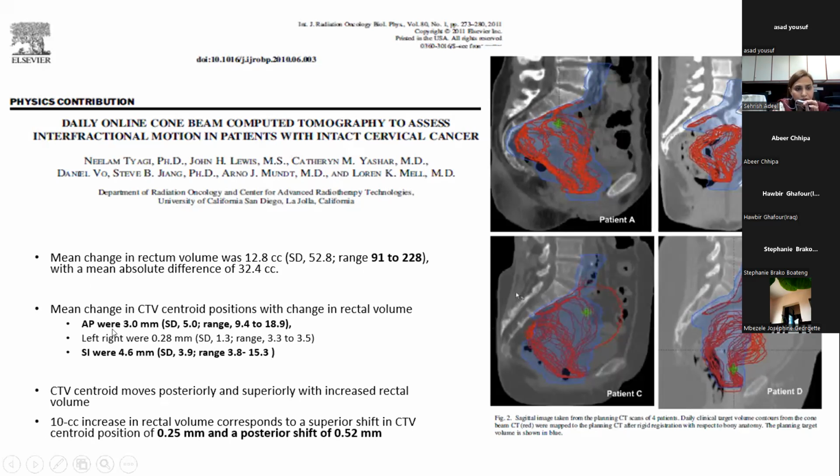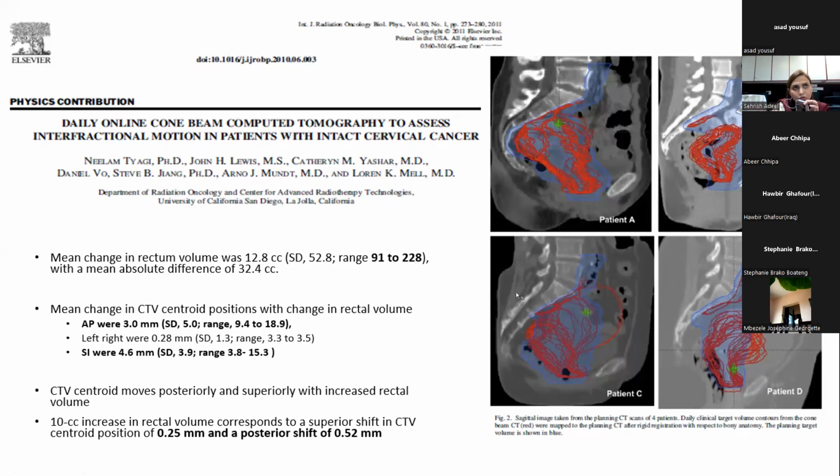You can see the range in the AP direction is 9.4 millimeter to 18.9 millimeter, whereas in the superior-inferior direction the range is 3.8 to 15.3 millimeter. So this is a big difference. We all need to keep these findings in our mind when we are thinking of the PTV. So we need to keep in mind that this much variation can happen.